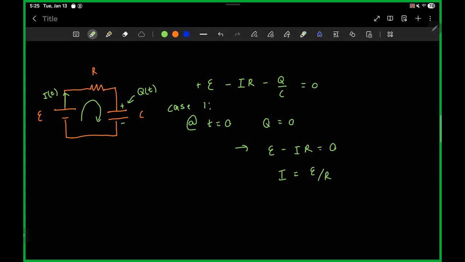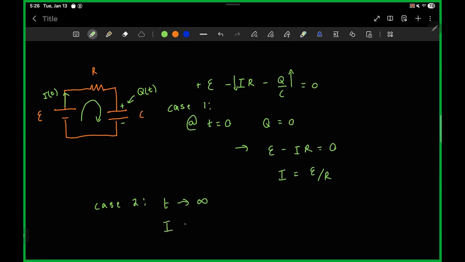So this is case 1, the short-term limit. Next, we can consider case 2. T goes to infinity. And as t goes to infinity, we can imagine that our current is depositing more and more charge on our capacitor. And so as Q increases, I decreases.